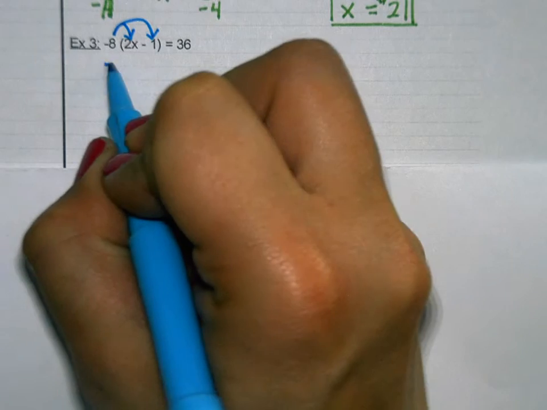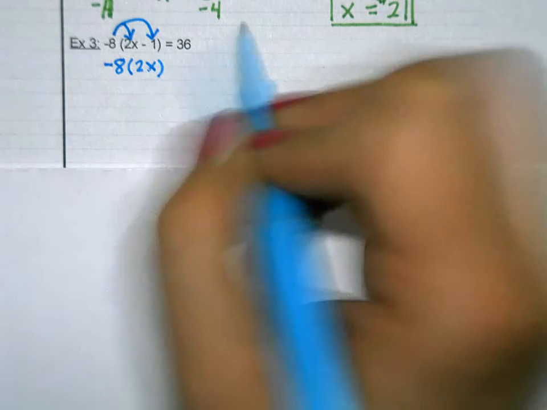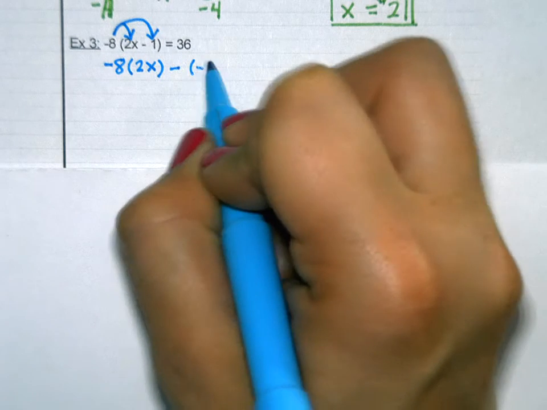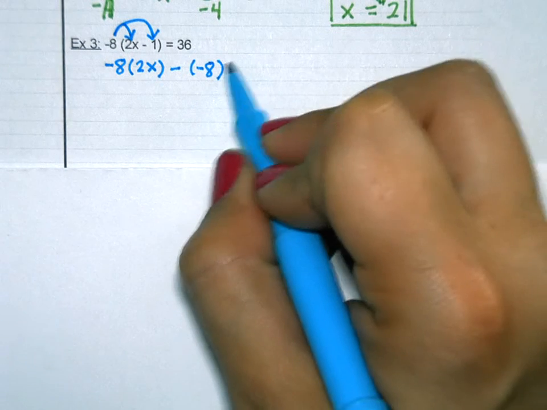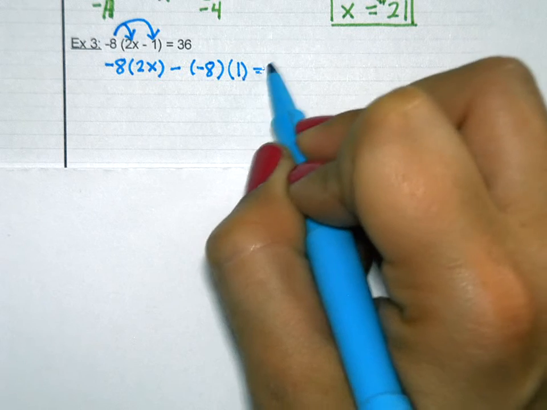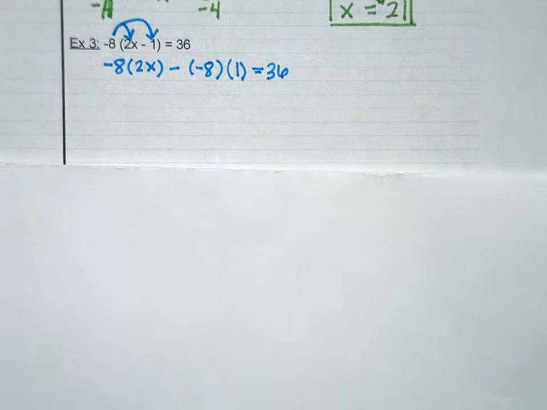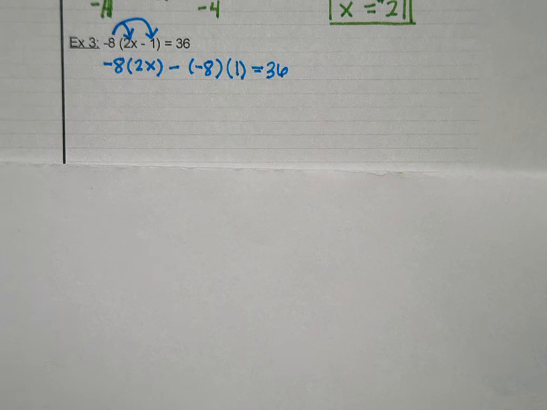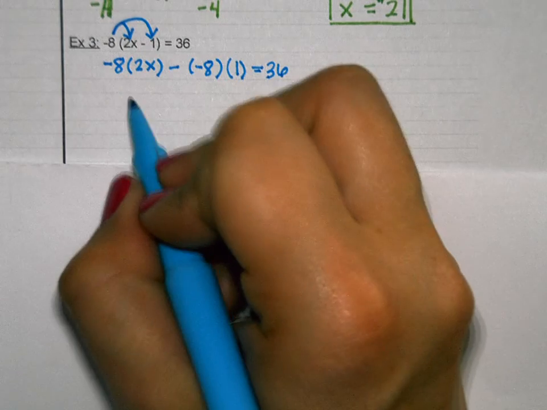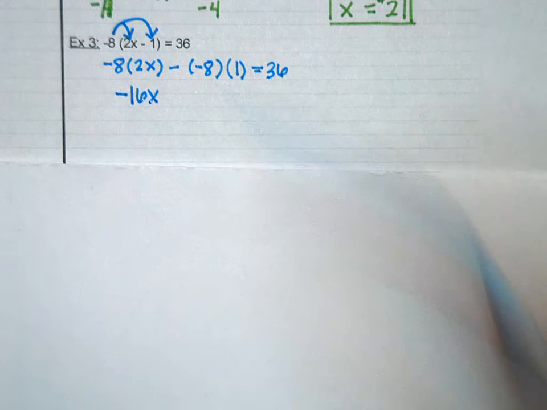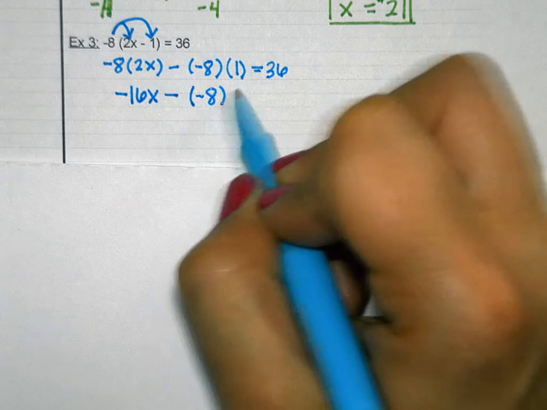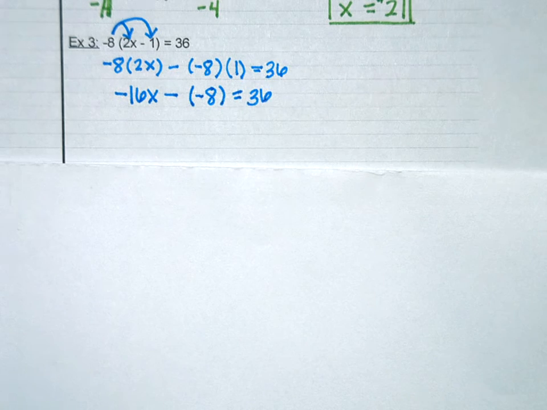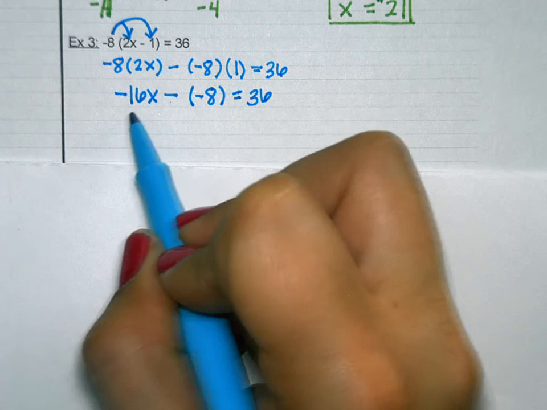And I multiply negative 8 times 2x minus, remember I don't like two negatives next to each other, so I put it in parentheses, negative 8 times 1 equals 36. Let's do that multiplication. Negative 8 times 2x gives me negative 16x minus negative 8 times 1 is negative 8 equals 36. So I have a negative times a negative, which makes it a positive.